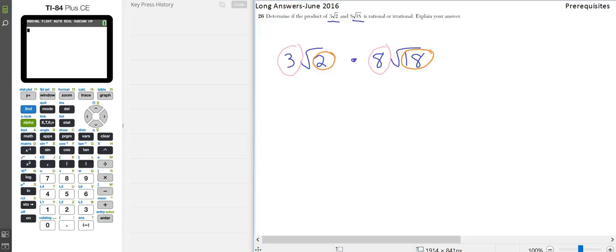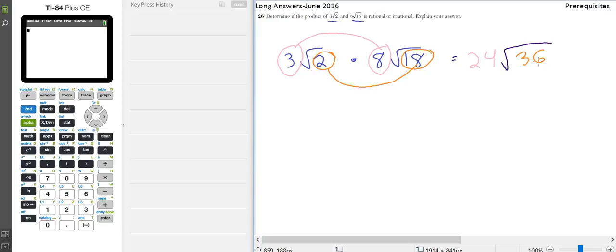Whenever you're multiplying a square root that has a coefficient, what you first want to do is multiply the two coefficients by each other. Then you want to multiply the numbers inside the square root by each other. So let's do that. 3 times 8, if you don't know it in your head, you could do it on your calculator, but 3 times 8 is 24. And then we want to put whatever we have inside the square root. 2 times 18 is 36. You could do that on your calculator.